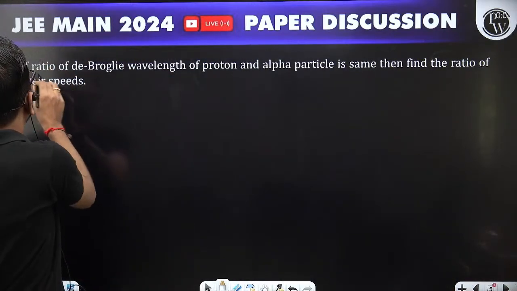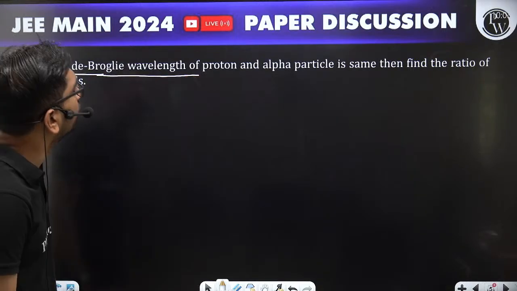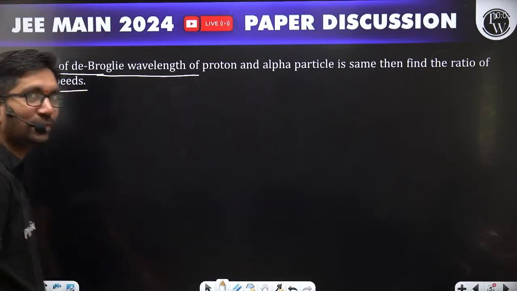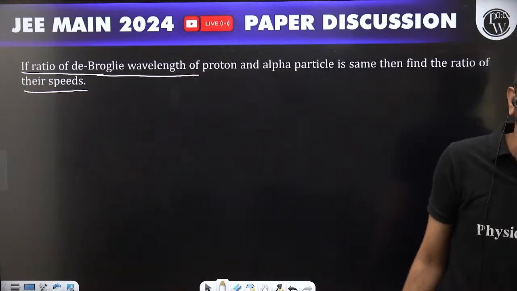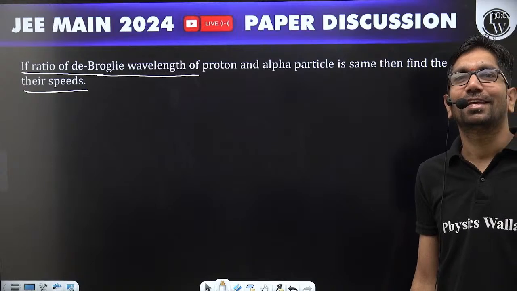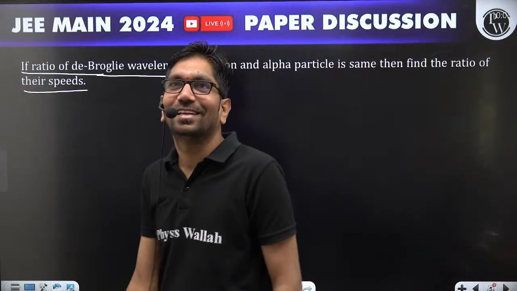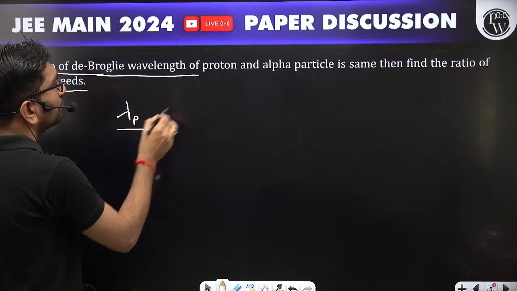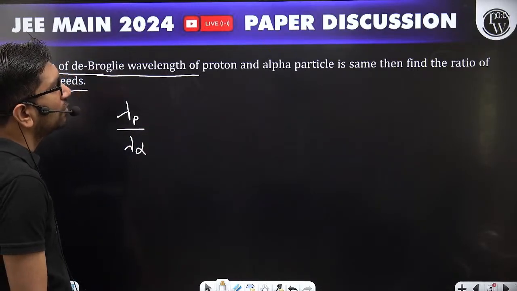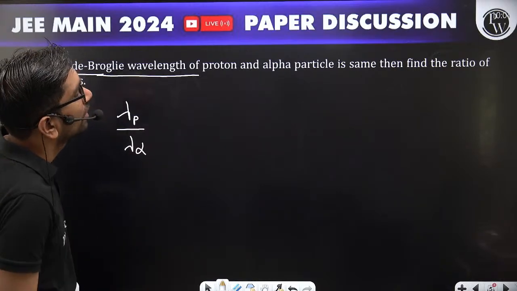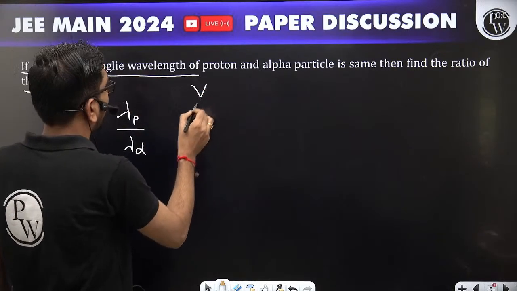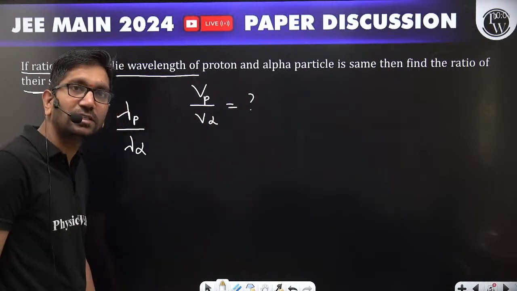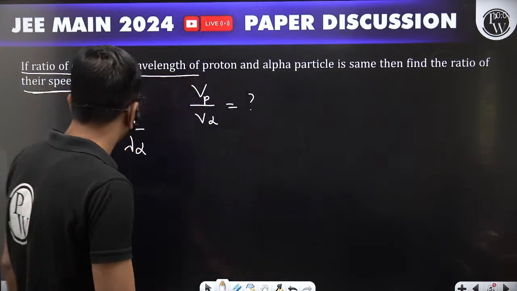If the de Broglie wavelengths of a proton and an alpha particle are the same, find the ratio of their speeds. This is from dual nature. The ratio of de Broglie wavelength of proton to the alpha particle is the same, so find the ratio of their speeds, the speed of the proton upon the speed of the alpha particle. A very simple formula is used here.